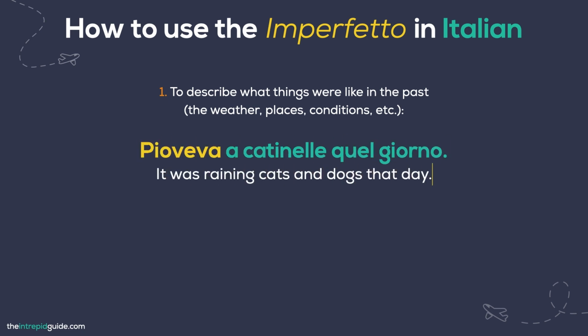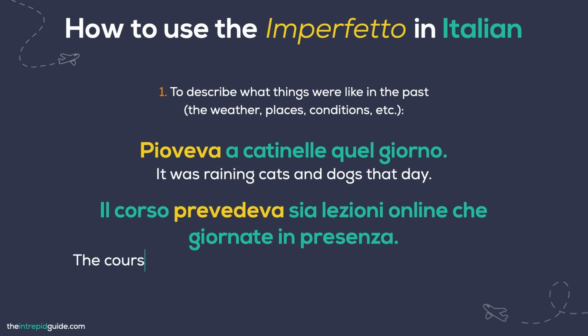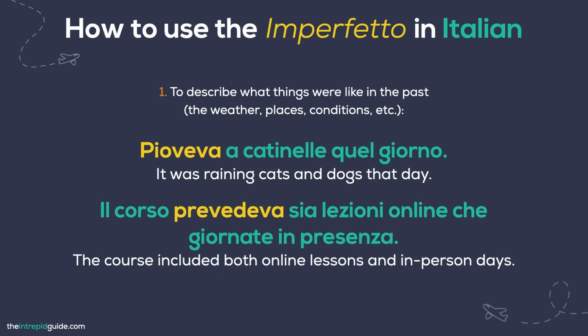Pioveva a catinelle quel giorno. It was raining cats and dogs that day. Il corso prevedeva sia lezioni online che giornate in presenza. The course included both online lessons and in-person days.